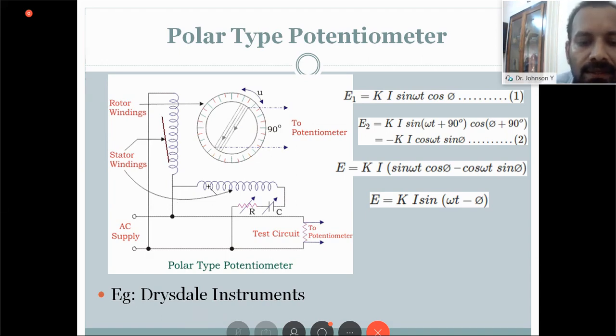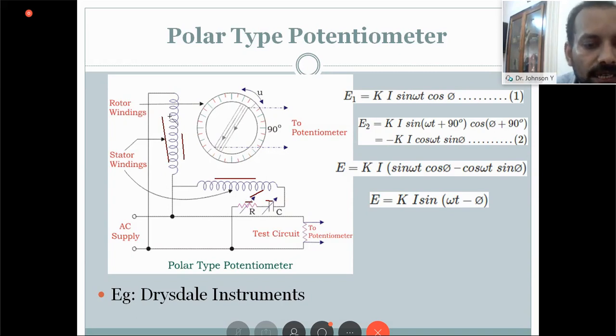And then there is another stator winding. This stator winding is in quadrature with the earlier stator winding, so both have a 90-degree phase difference. And how do we achieve this 90-degree phase difference? This phase difference can be achieved by connecting a variable resistance and a variable capacitance in series with that second stator winding. So R and C, if we vary the values of R and C, then the phase difference will change. We can vary them accordingly in such a way that both are in quadrature with each other.